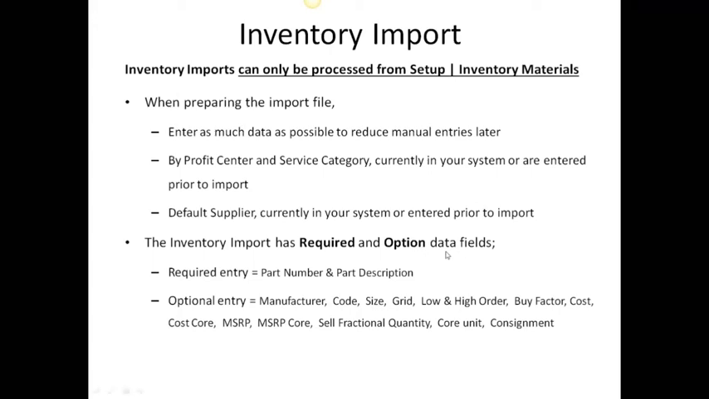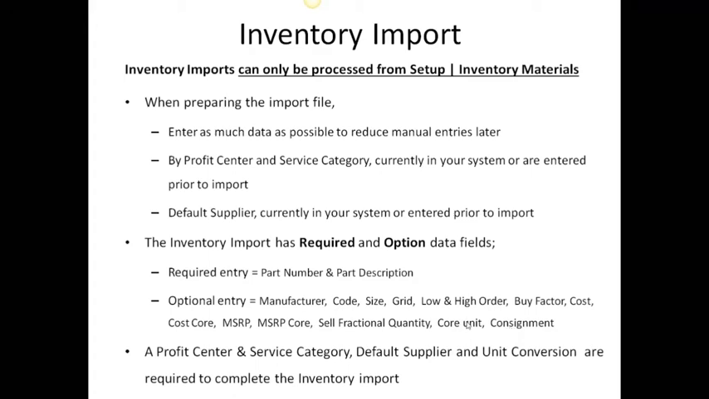Required and optional fields for the data import. Required entries are going to be the part number and description. Optional entries: manufacturer code, size, grid, low and high order quantities, buy factor, your cost and your core, manufacturer suggested retail price and the core, ability to sell fractional quantities, how you track the core units, and then of course there's a consignment option also.